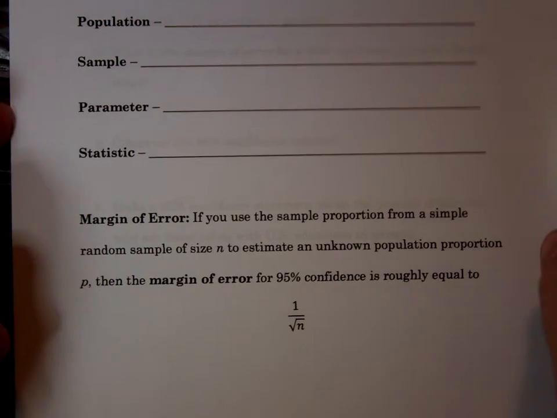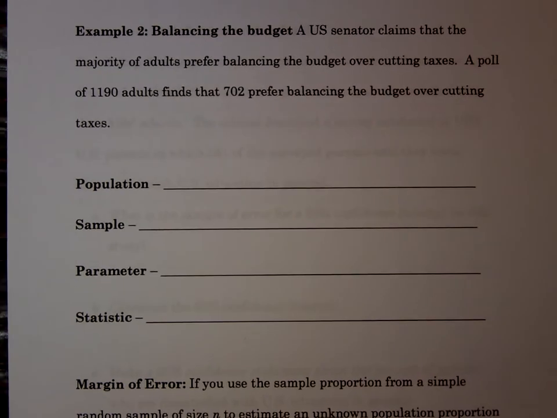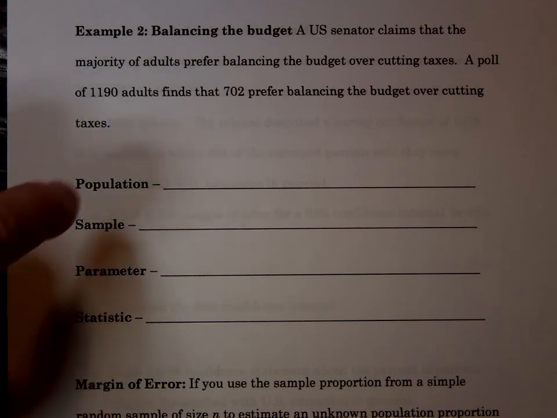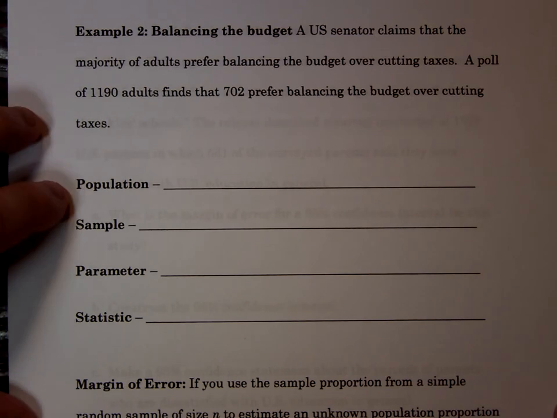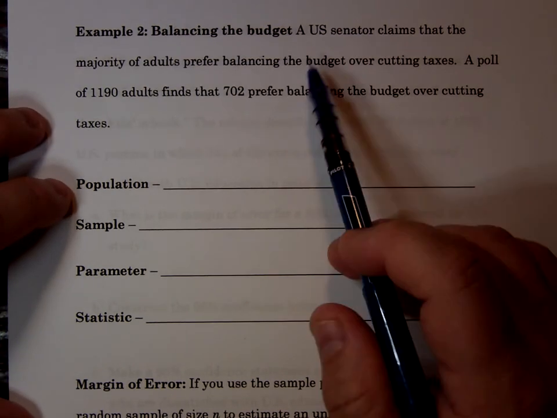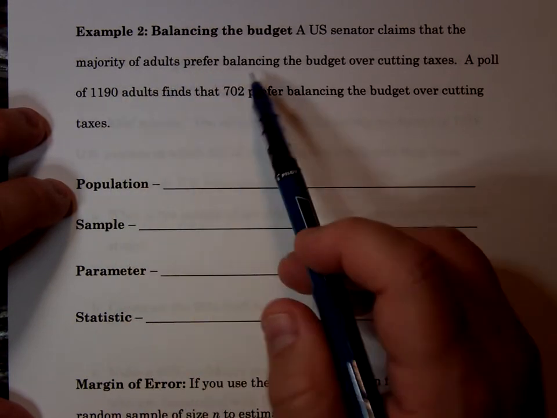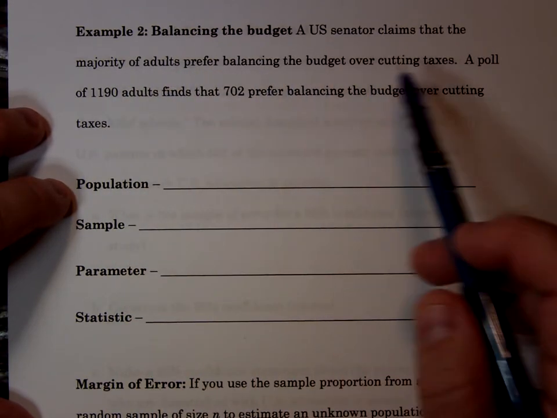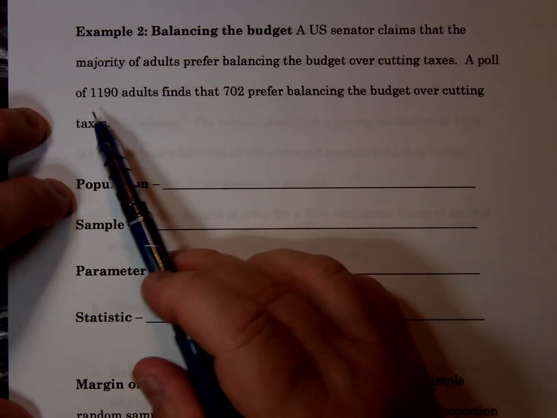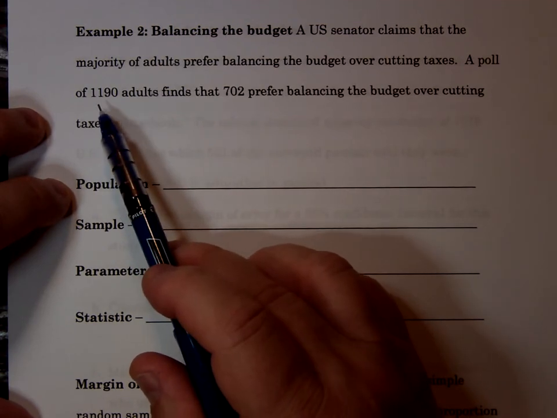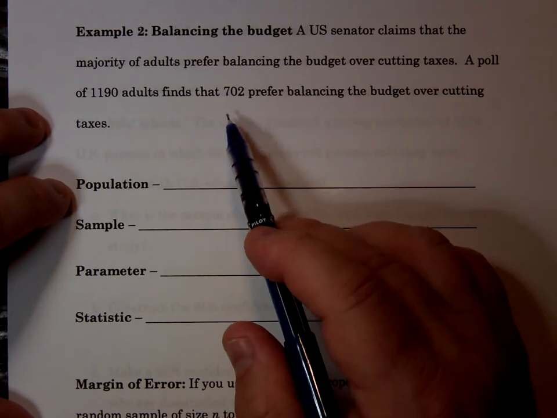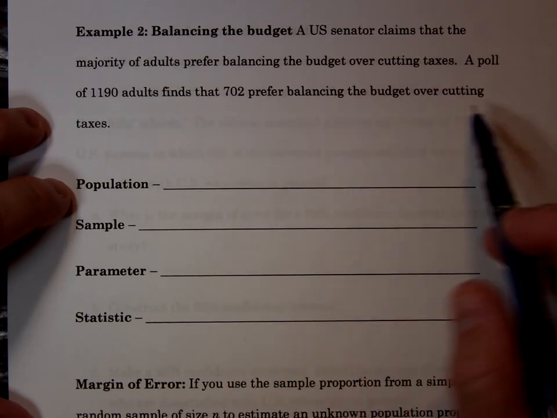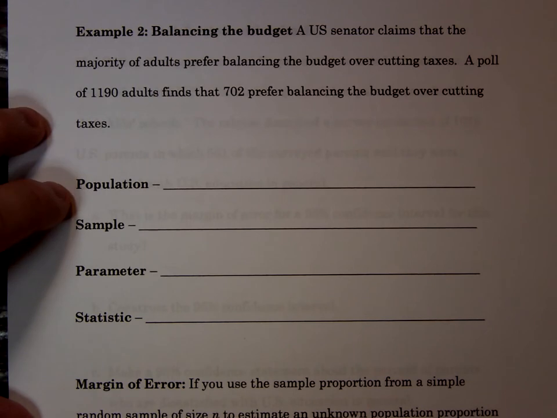So example 2, same thing. If you want to go ahead and pause the video and try to figure this one out, and then we'll come back to it. Alright, so if you've unpaused to check your work, a U.S. Senator claims that the majority of adults prefer balancing the budget over cutting taxes. A poll of 1,190 adults finds that 702 prefer balancing the budget over cutting taxes.